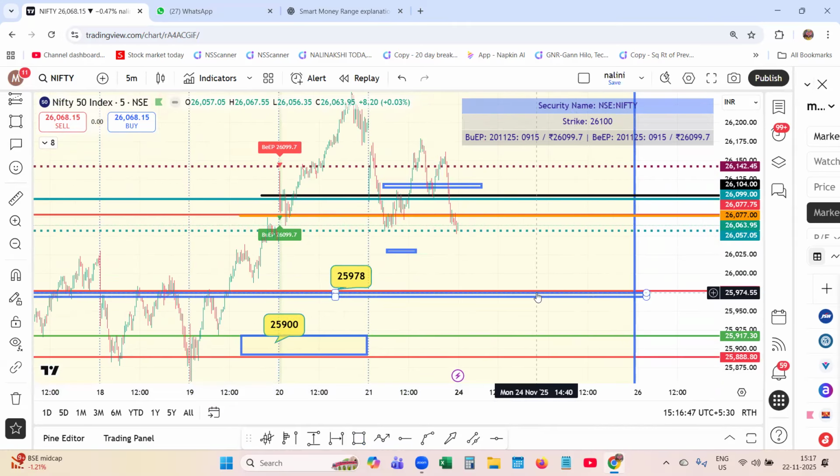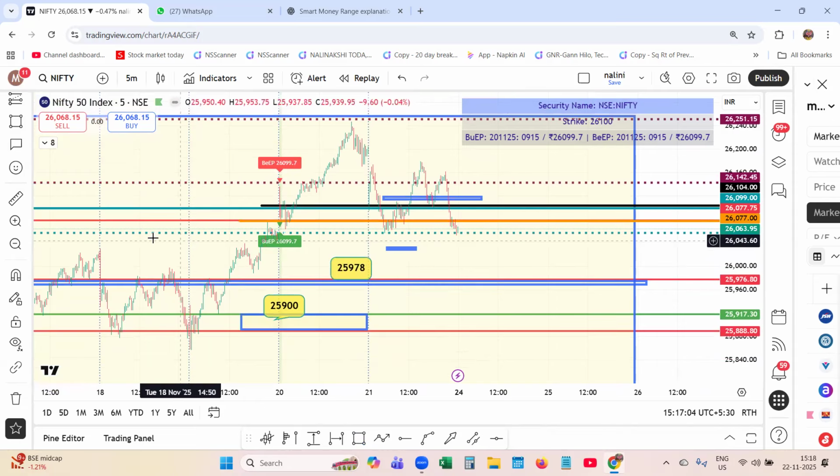So 25,978 is your boundary. Even if the market comes down, if it starts moving below this, it becomes bearish. Above this, it is bullish. That's how you need to understand this EP.